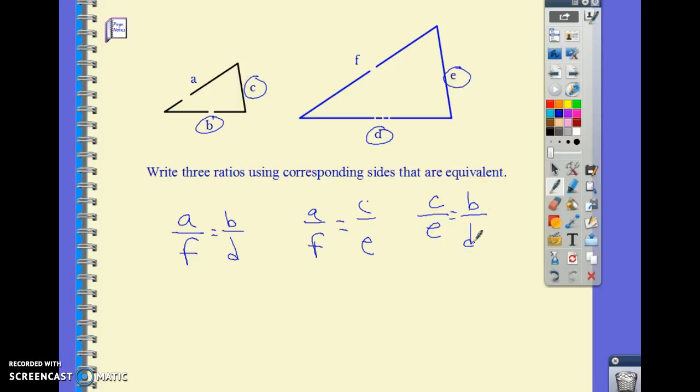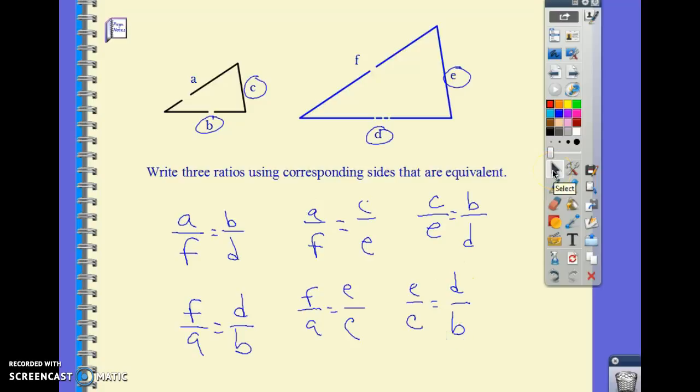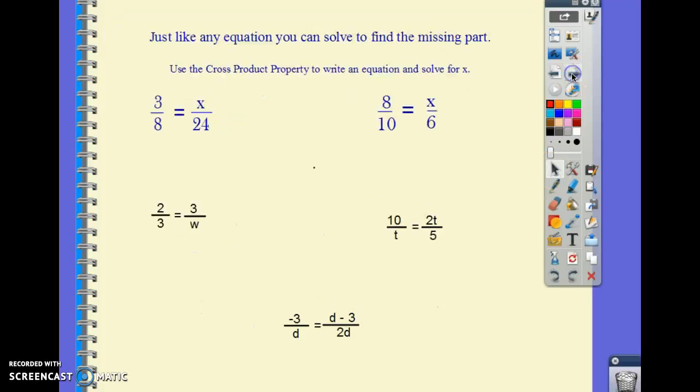Now, if you had flipped these and always gone from the large triangle to the small, you could actually do that. You could flip it so that F was on the top. F over A equals D over B, and E over C equals D over B. So don't forget that those are those 6 equivalent equations for you.